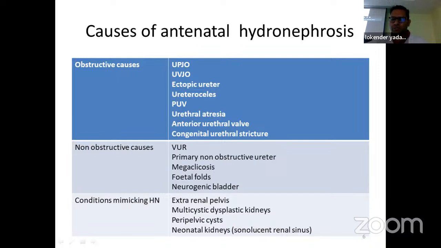mimicking hydronephrosis. In obstructive causes, we have uretropelvic junction obstruction, uretrovesical junction obstruction, ectopic ureter, ureterocele, posterior urethral valve, urethral atresia, anterior urethral valve, and congenital urethral stricture. In non-obstructive causes, we have vesicoureteric reflux, primary non-obstructive megaureter, megacalycosis, the fetal folds, and the neurogenic bladder. The conditions that mimic hydronephrosis are extrarenal pelvis, multicystic dysplastic kidney, peripelvic cyst, and the neonatal kidneys, in which there is a sonolucent renal sinus.